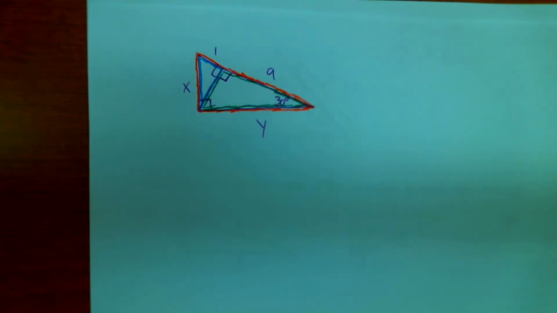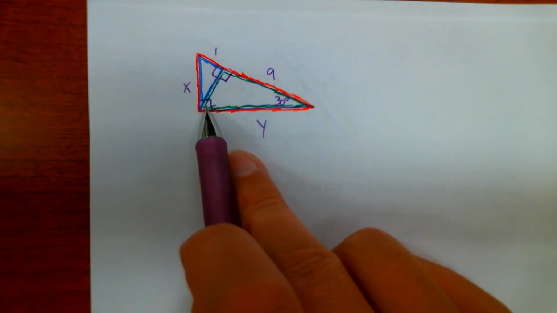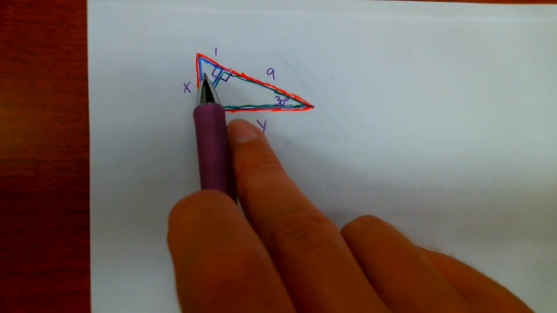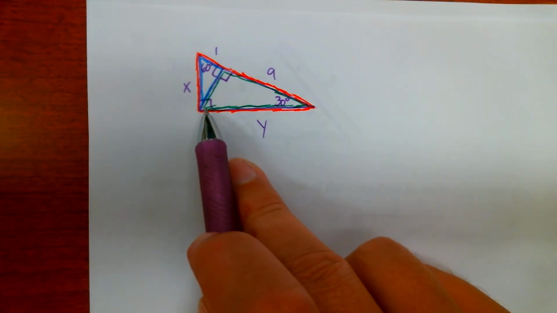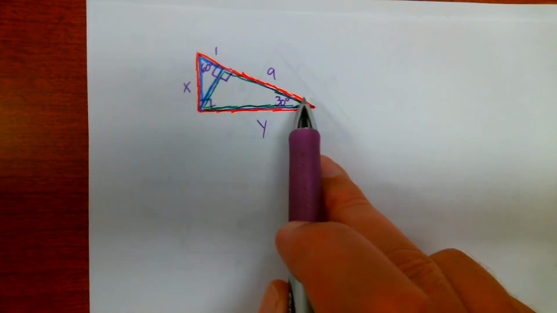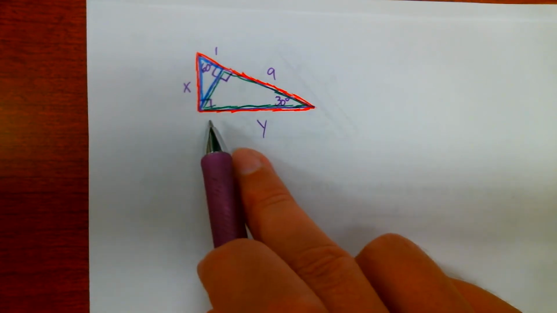This is a 90-degree angle. So that means that if this is 90 and this is 30, this angle up here has to be 60 degrees, right? Because 30, 60, 90 add up to 180 degrees. Okay, now that's on the big Papa triangle, on the red triangle.